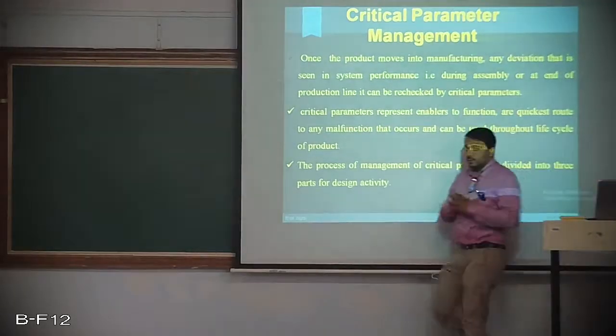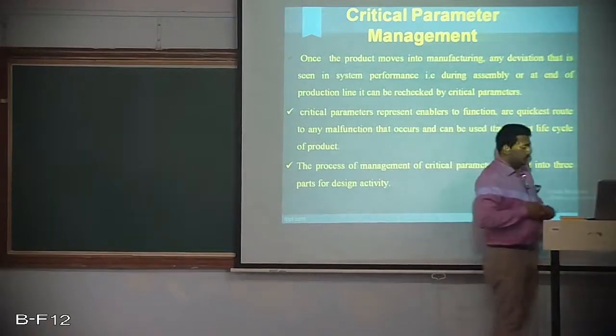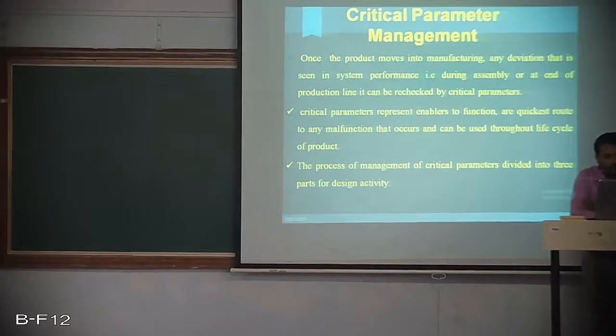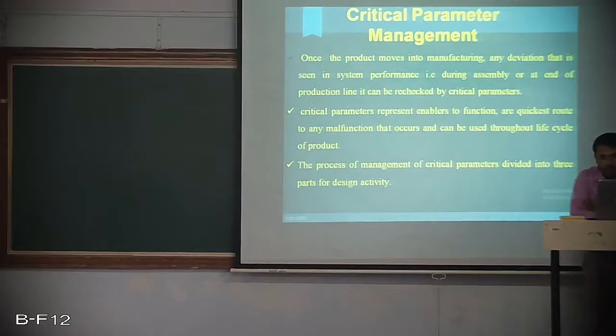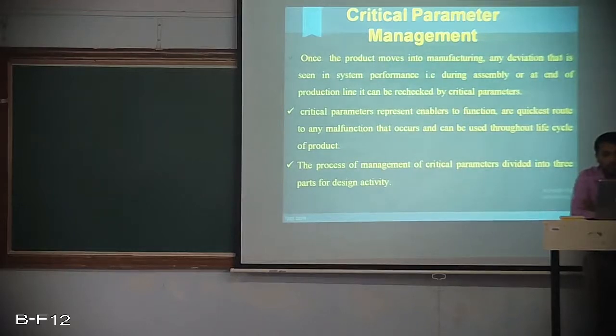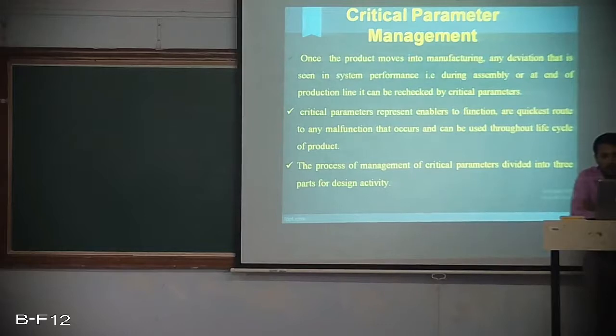Good morning, class. Today we'll continue further with the 15th and almost complete it. Next is critical parameter management. Basically, once the product moves into manufacturing, any deviation seen in the system performance, during assembly or at the end of the production line, can be rechecked by critical parameters.